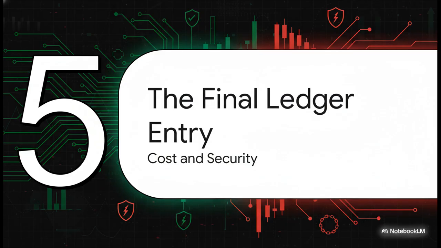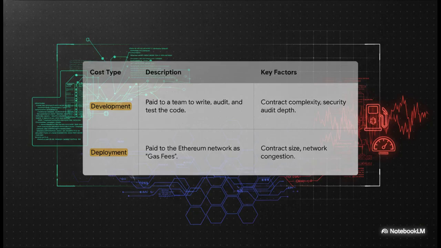But the journey is not over, not by a long shot. Now we have to talk about the two biggest realities of life on chain: how much it costs and how on earth you keep it safe. The best way to think about cost is like building a house. The development cost, that's what you pay the architects and the construction crew to design and build the thing. The more complex the house, well, the more it's going to cost. Simple.